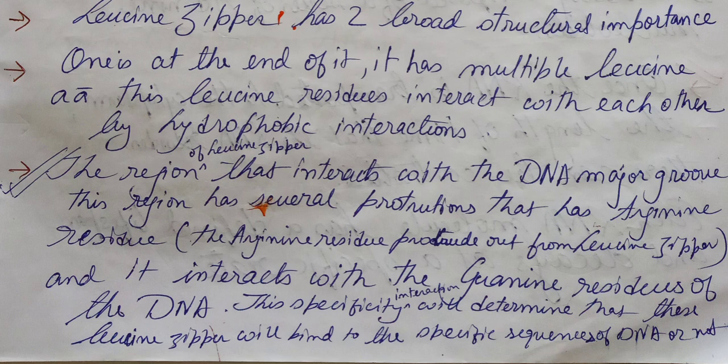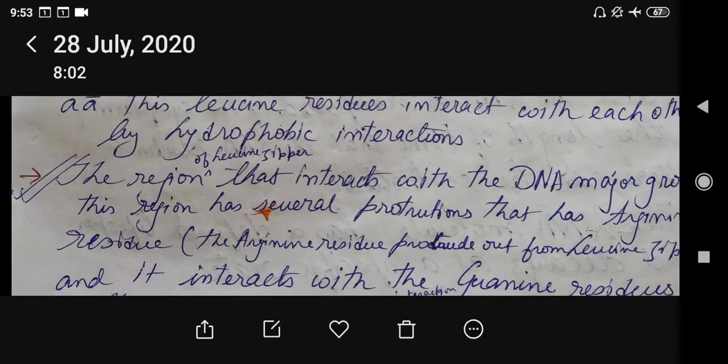So obviously, guanine will be mostly present in the specific sequence. So this region of leucine zipper that interacts with the DNA major groove has protrusions where the arginine amino acid protrudes out from the leucine zipper. This arginine will interact with the guanine residues. So this specific interaction, arginine interacting with guanine, will determine whether the leucine zipper will bind to a specific sequence of DNA or not. So this was about the leucine zipper.